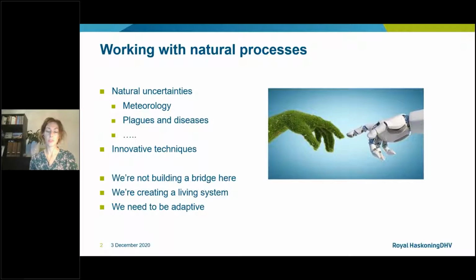This means that we often use innovative techniques, and we have to deal with the uncertainties that come with this. And in the end, we have to keep in mind that we're not building a bridge here, where you design exactly what you want and you get exactly what you designed. We are creating a living system with all its challenging and wonderful unexpected effects. And this means that we need to be adaptive in what we do.